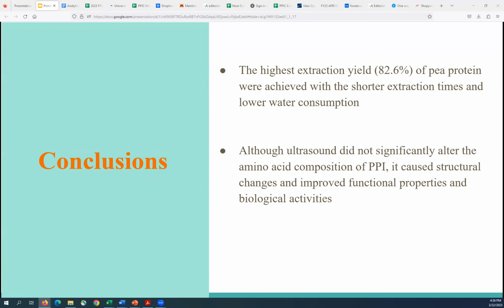Here are our conclusions for the first article. The highest extraction yield, about 82.6% of the pea protein, was achieved. And we can also see that the ultrasound-assisted alkaline extraction method caused structural changes and improved the functional properties of the pea protein.